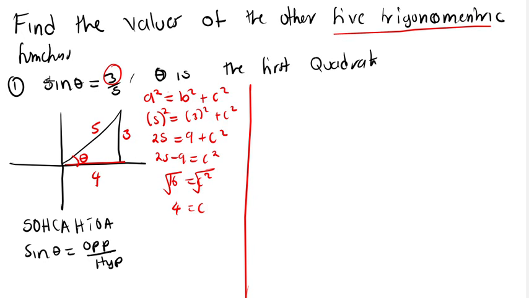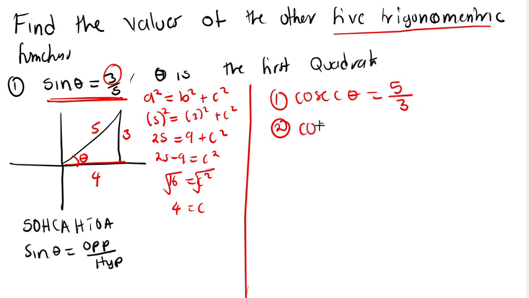5 functions. So the first one, what is the reciprocal of sine? The reciprocal of sine is cosec. We'll just swap its sides. So that 5 will come as the numerator and 3 will come as the denominator. So you have 5 over 3. Then the second one is cos. Cos is adjacent over hypotenuse. So what's the adjacent? It is 4 divided by 5. So it will be 4 over 5.